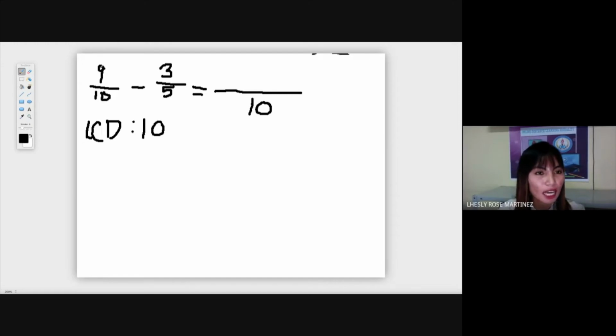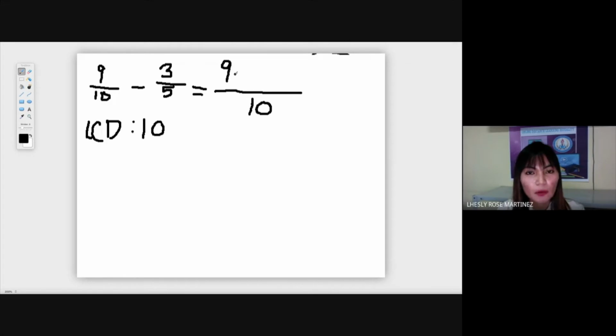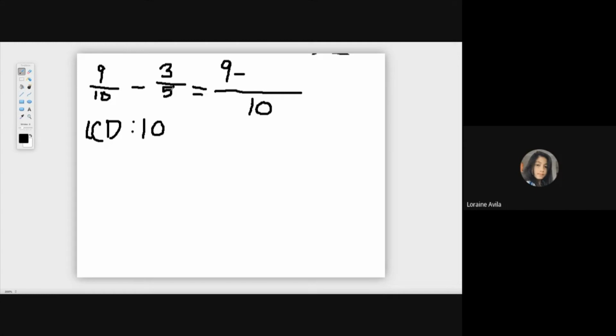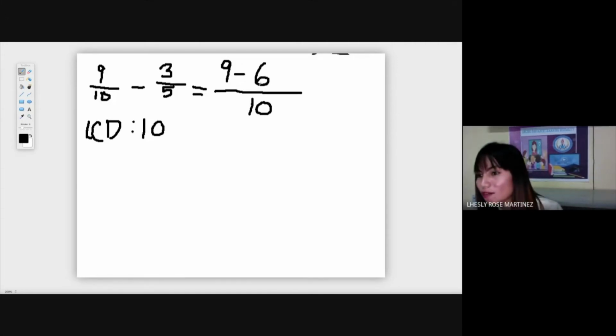1 times 9. 9. Okay, 9. Next, copy the operation. For the second fraction, 10 divided by 5. 2. 2 times 3 is 6. Okay, very good. Type your answers in the chat box. Okay, very good. May sagot na agad si Angelo. Very good. Okay, so the equivalent fraction of 3/5 is 6/10.